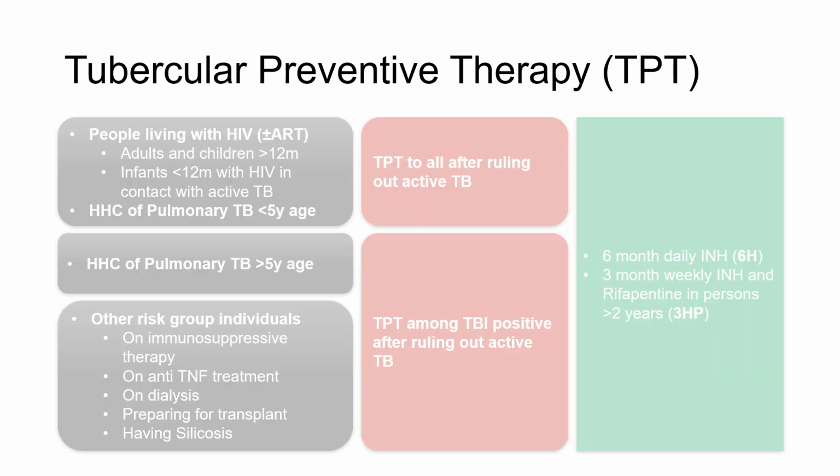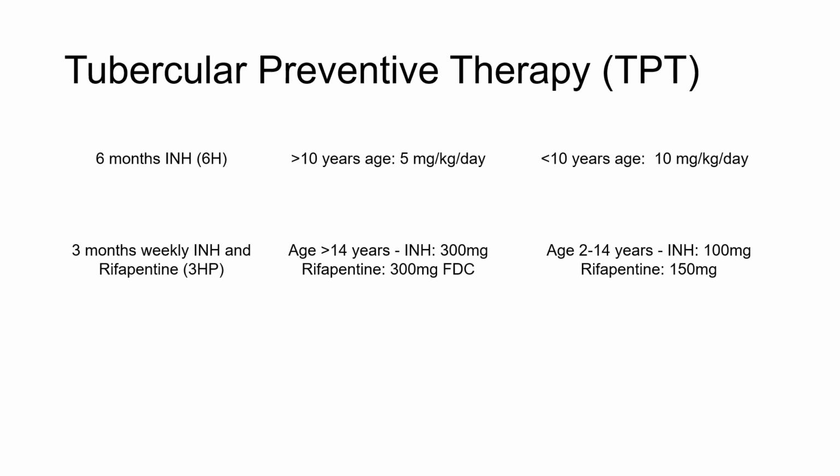So what are those therapies? First, coming to 6-month INH therapy. For more than 10 years, the dose is 5 milligram per kg per day. For less than 10 years, the dose is 10 milligram per kg per day. And the 3HP, that is 3-month weekly isoniazid and rifampicin therapy, is mainly meant for children more than 2 years. The dose for more than 14 years is INH and rifampicin 300 plus 300, and the dose for 2 to 4 years is INH 100 plus rifampicin 150 milligram.